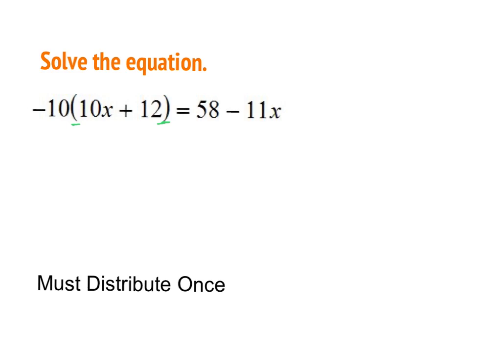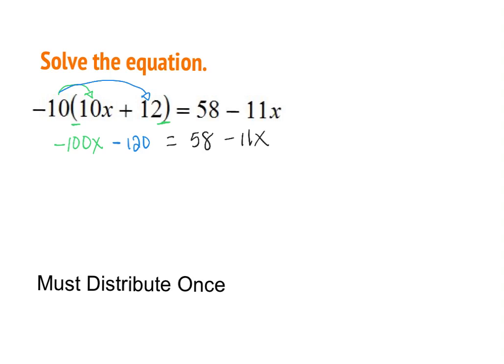So I'm going to take that negative 10 and I'm going to multiply it with the 10x. And then I'm going to take that negative 10 again and multiply it with the 12. So I will have negative 100x. And then negative 10 times positive 12 is going to equal a negative 120. And then I'm going to bring everything else down.